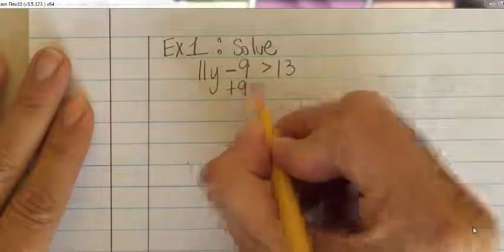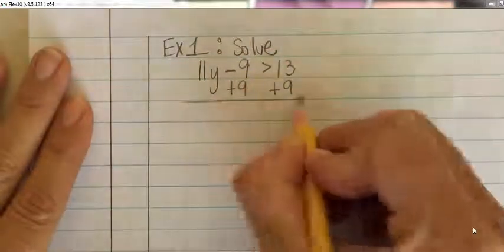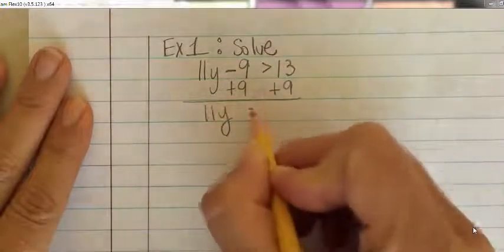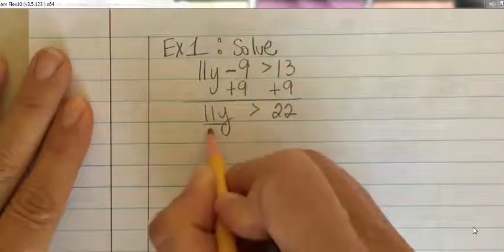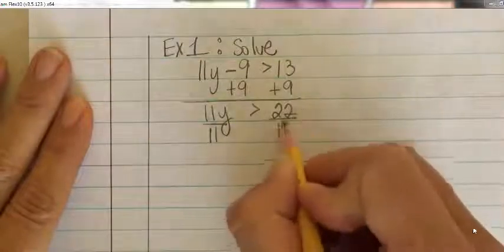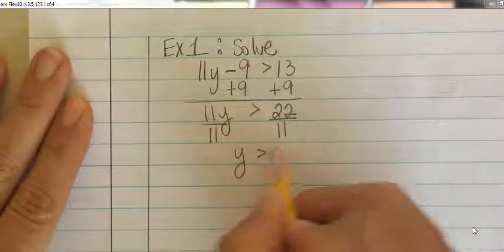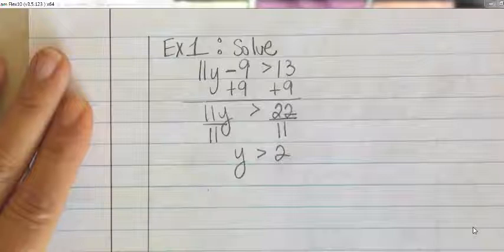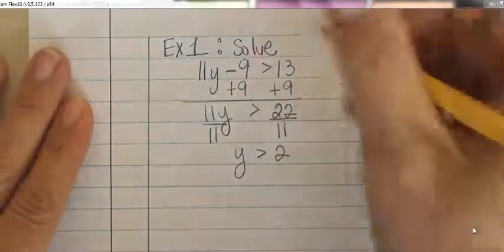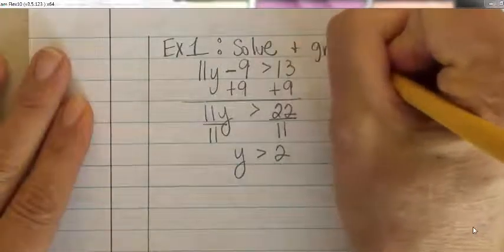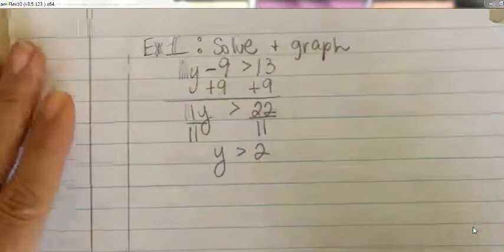Okay, so right now I'm focused on y. I'm just going to add 9 to both sides. Let's get y by itself. So I got 11y is greater than 22. Divide both sides by 11. So y is greater than 2. Let's graph this too. I know it just says solve, but I'm going to put solve and graph. That way we get practice with that.